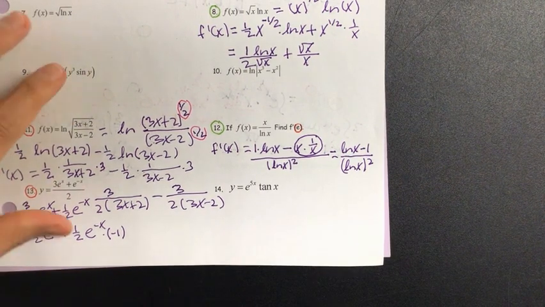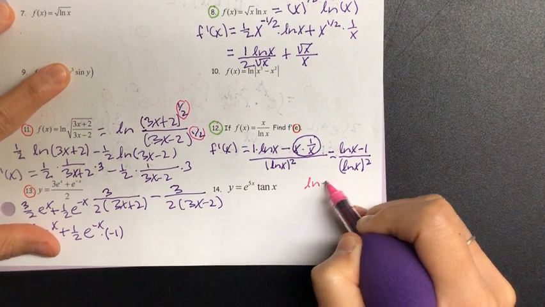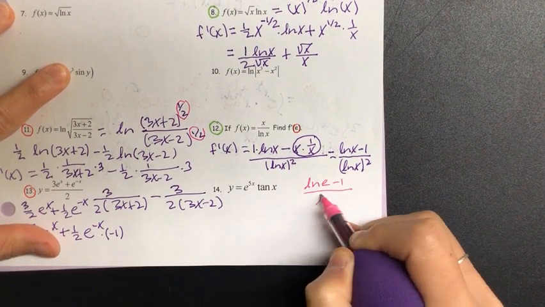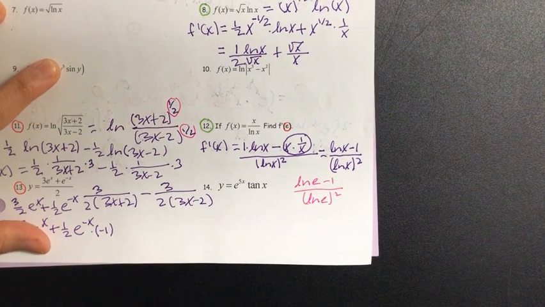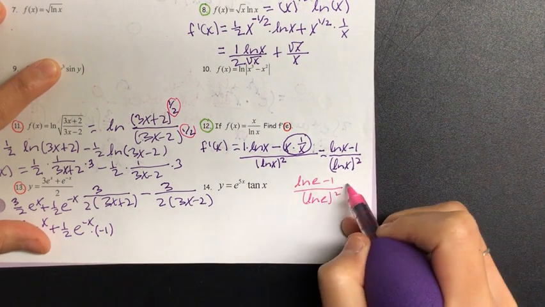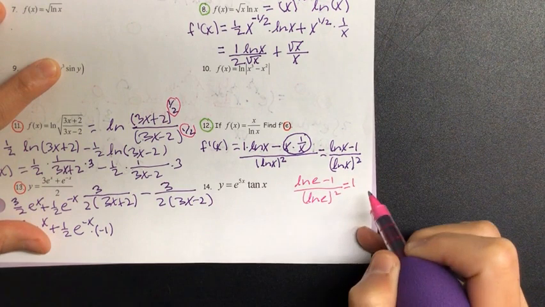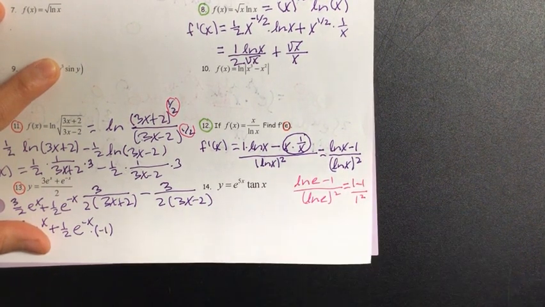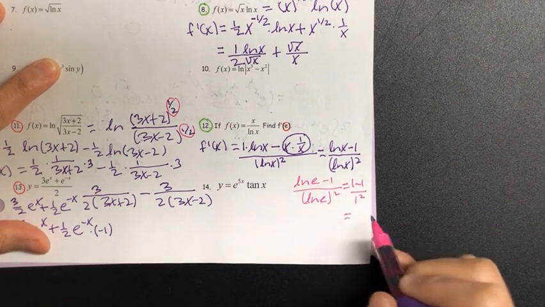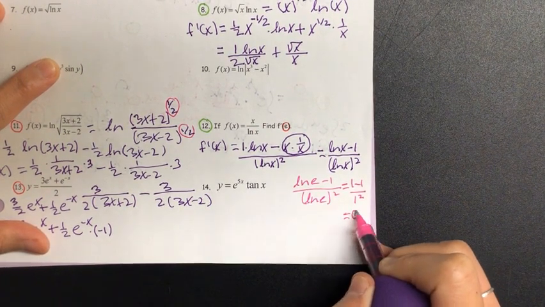Let's plug in the e. So we have natural log of e minus the 1. And then natural log of e all squared. What was the value of natural log of e? 1. Minus 1 over 1 squared. And that in the end is going to give us how many? 0.